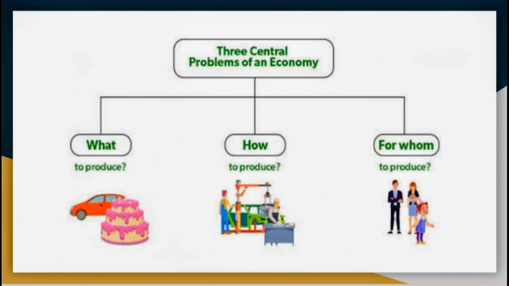And these central problems basically arise in an economy because there are limited needs and unlimited wants to be fulfilled. So, the limited resources that exist have alternative uses, and that's why they need to be optimally utilized. So, the first problem is what to produce, next is how to produce, and third one is for whom to produce. These three are the basic economic questions that arise in an economy.